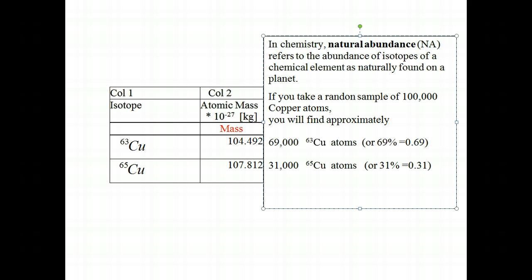The chemists call the percentage of isotopes you find in nature the natural abundance, abbreviated Na. If you take a random sample of 100,000 copper atoms, you will find approximately 69,000 Cu63 atoms, that is 69% or equal 0.69, and 31,000 Cu65 atoms, or 31% equals 0.31. These numbers 0.69 and 0.31 will be the weights for the mass of each isotope.